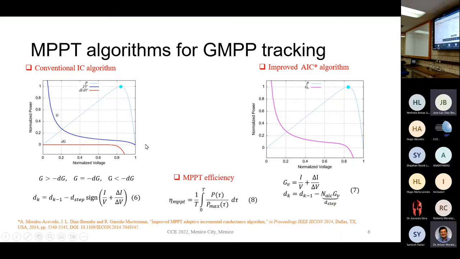Finally, the performance of the algorithms is evaluated through the tracking efficiency, which is given by the integral of the power collected under the MPPT algorithms over the theoretical power of the PV modules.